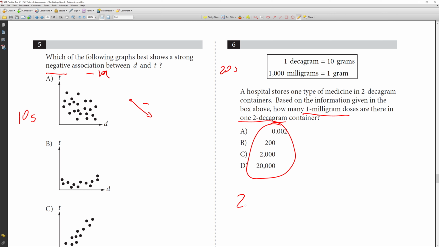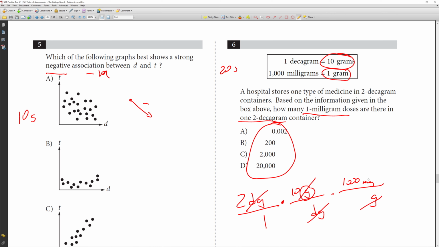You start with 2 decagrams, 2 dg. Remember, this is over 1. To eliminate dg from the numerator, you must put dg in the denominator, and the relationship is 10 to 1, so you put 10 grams in the numerator. Then you need to eliminate grams in the numerator by putting it into the denominator. 1 gram is equal to 1,000 milligrams, so you put 1,000 milligrams in the numerator. Grams cancel, decagrams cancel, and I'm left with milligrams. So it's 2 times 4 zeros. The only answer with that is D.